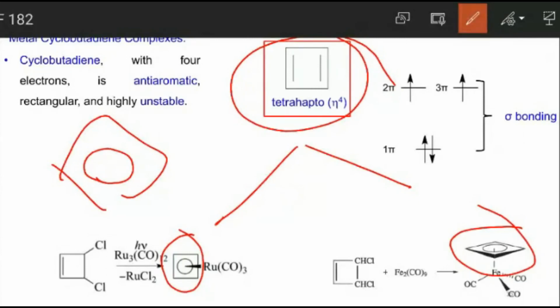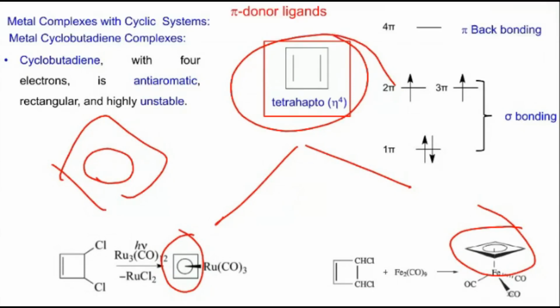How it is achievable? Because of the pi back bonding. And imagine that pi back bonding amount is equal to that of a 2 electron. Therefore, the pi back bonding exists, and actually Caesar also asked the same question. Is that clear? The pi back bonding in cyclobutadiene.